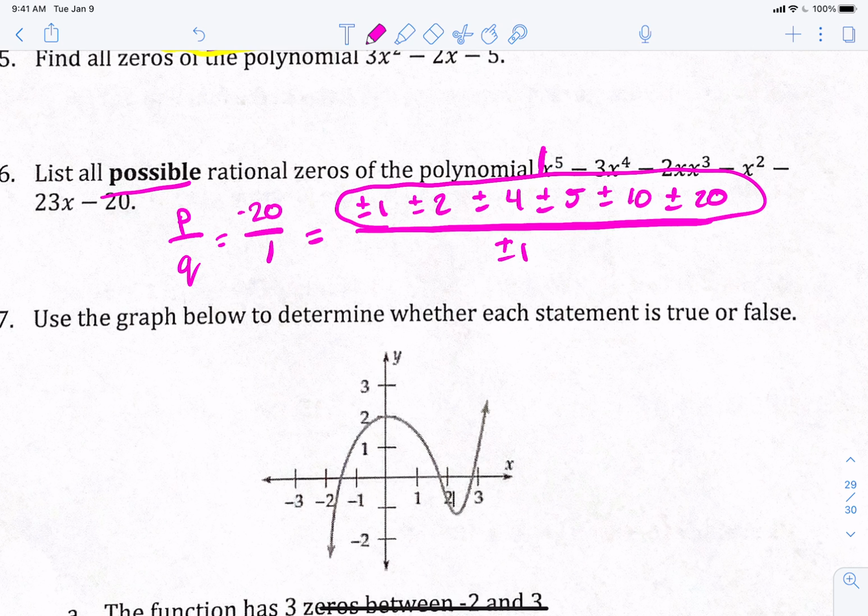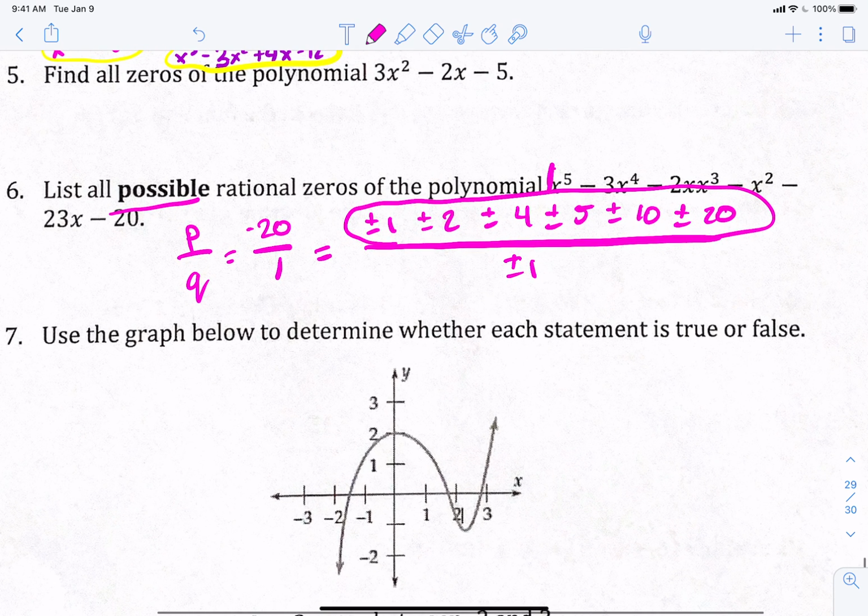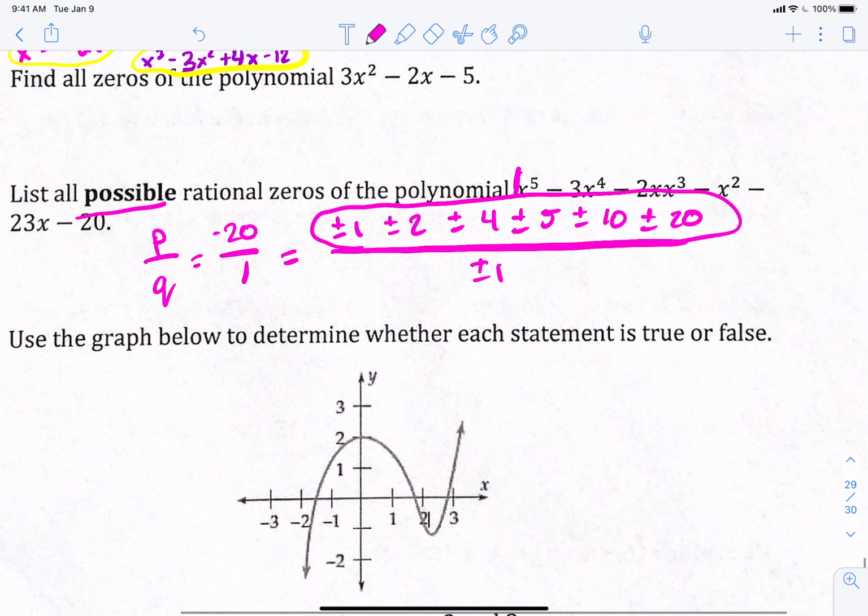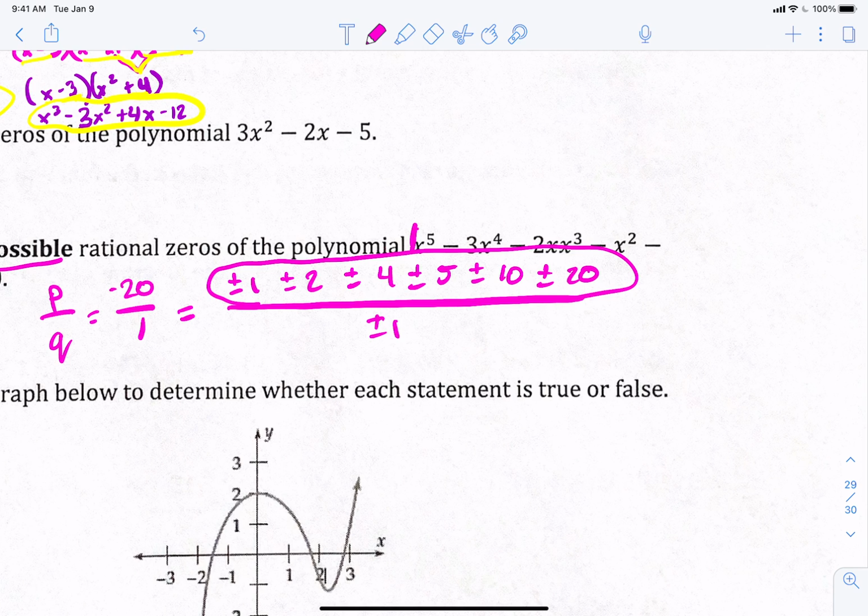But we just went through number 6, list all the possible rational zeros. You do the P over Q method. P is negative 20, Q is 1, and then divide them out. So factors of 20: 1, 2, 4, 5, 10, and 20. Each one of those, if I divide by 1, just gives you the same numbers again. So these are all the possible zeros. We said if we wanted to find which ones actually work, we would plug each one of those numbers in, and it would have to be 0. But I just want the possible ones that work.